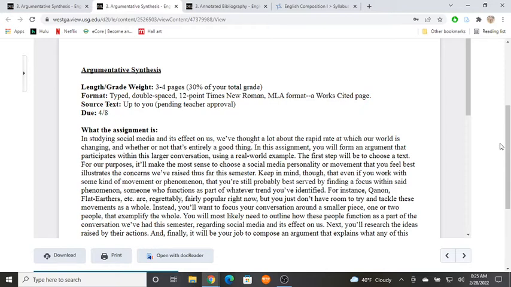Source text, up to you, pending approval. More on that in a second. And it will be due April 8th. We are not, at least at the time of this recording, even technically into March yet. So as I said, you will have a significant amount of time to get this paper in the best possible shape it can be. Of course, we'll have spring break in there somewhere, so we'll have to contend with that.